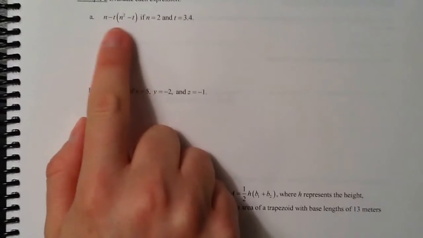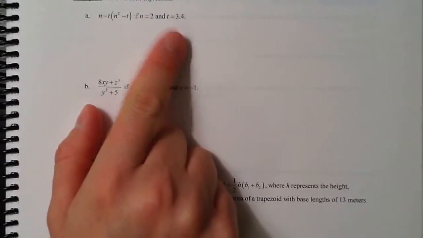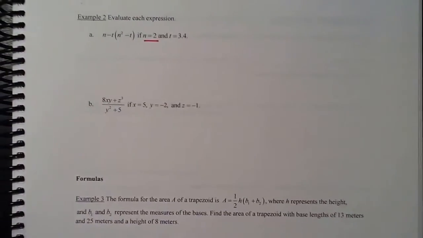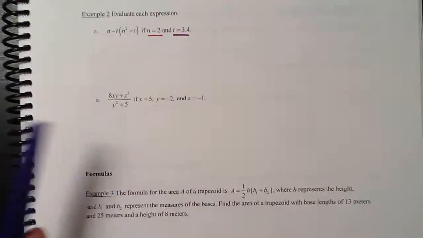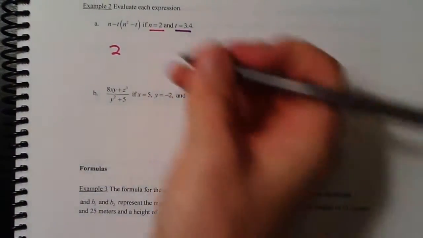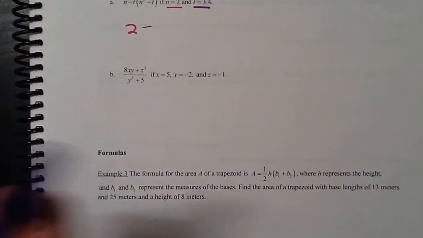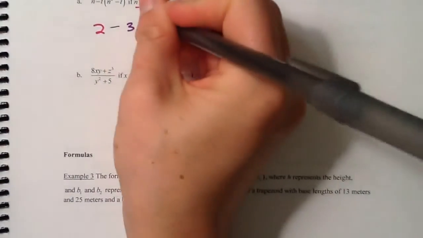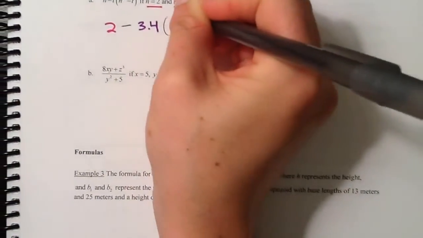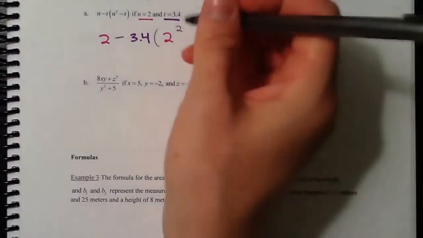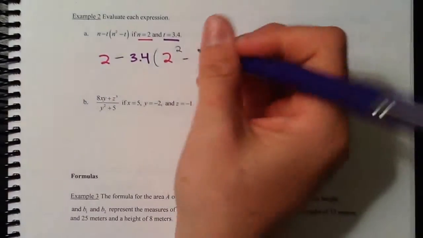So all of these, we've got n's and t's. We're going to replace them with these values right here. So I will color code again. Okay, so n is 2, and then minus t is a 3.4. And then in parentheses, we've got n squared, so 2 squared minus t, which is 3.4.